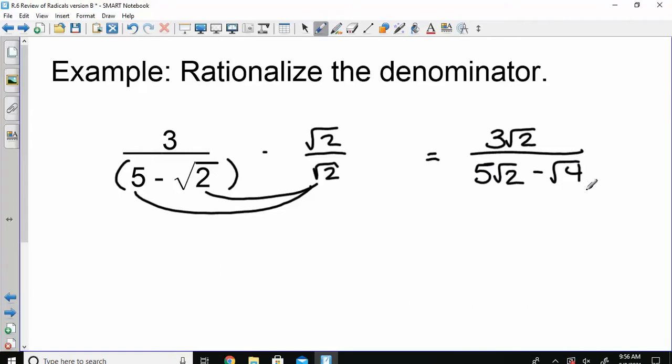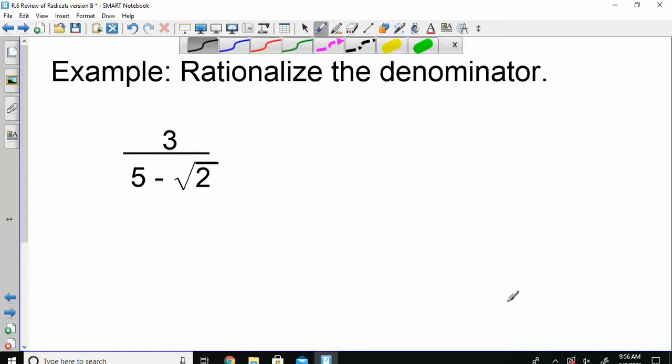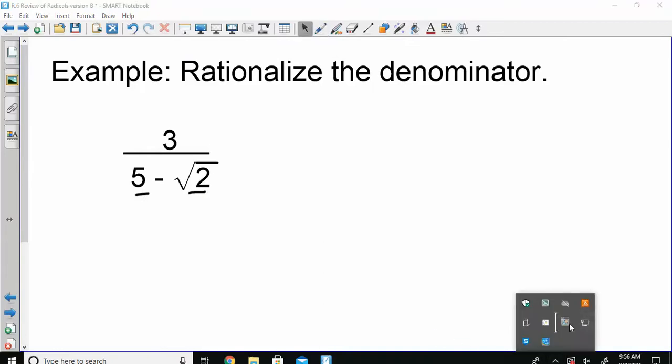Is my radical disappearing? No, all I did was move it to the other term. So what do you have to multiply by? 5 plus. Yep, the conjugate. 5 plus the square root of 2. You will have to do that anytime there's 2 terms on the bottom, whether or not they both have radicals.